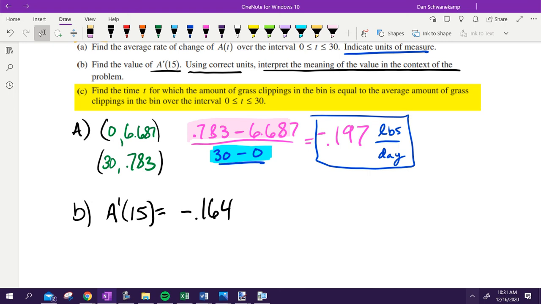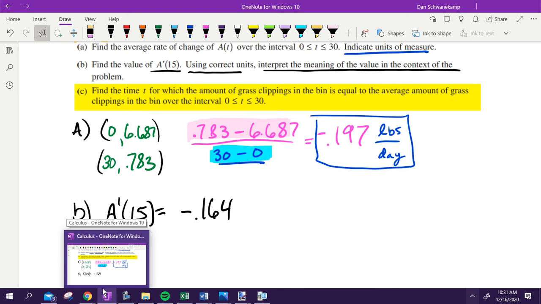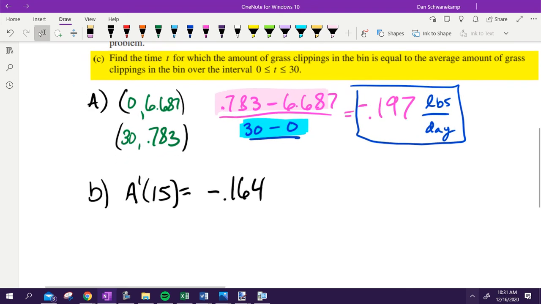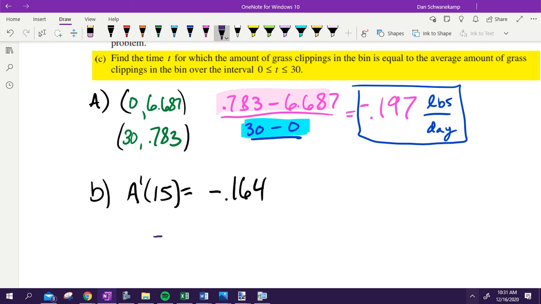The instantaneous rate of change. Okay, what did I start with? What does A tell us? What value? It's grass clippings is what I meant to say. The grass clippings.